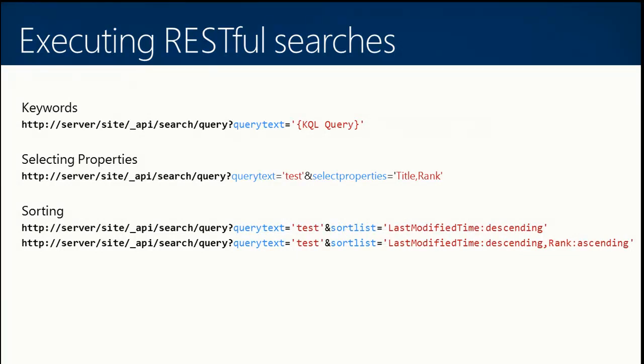How about sorting? Well, you see a couple of examples of that. The first one down there is searching for test again, and then it says sortlist equals LastModifiedTime descending. And then the last one is LastModifiedTime descending, and then Rank ascending. So this opens up a very large set of possibilities for search-based applications, because now you can ask for exactly the managed properties you want back, sorted exactly the way you want them. So people A through Z, events in chronological order, tasks by due date, all of these things become possible now, and you're looking through the entire farm to get this information.